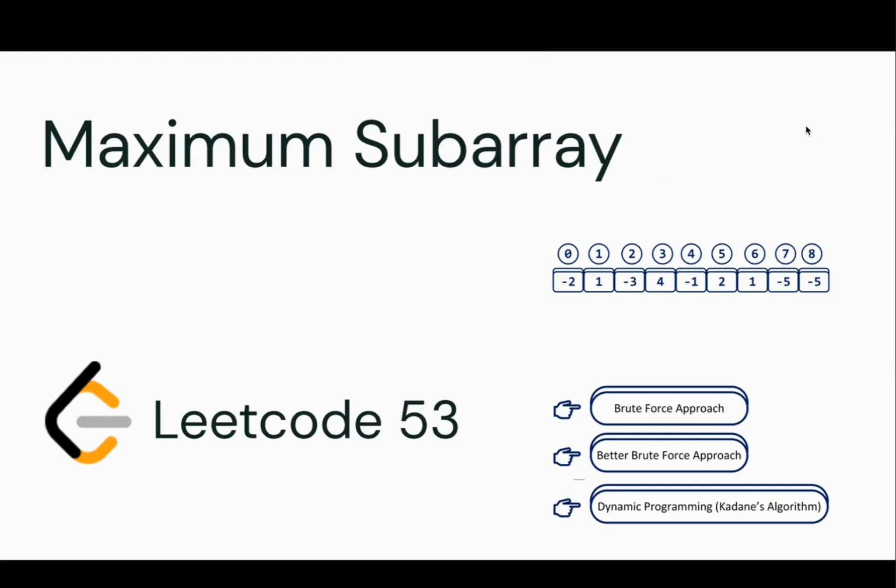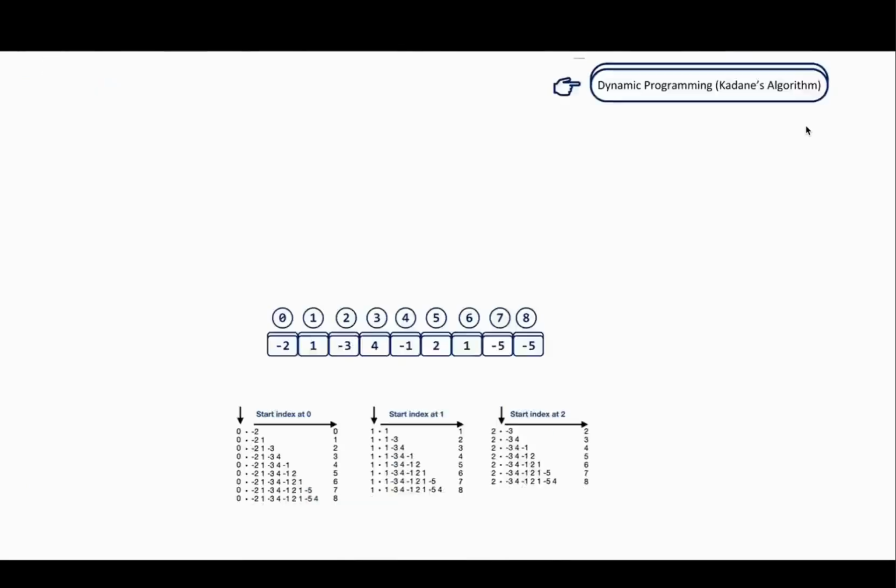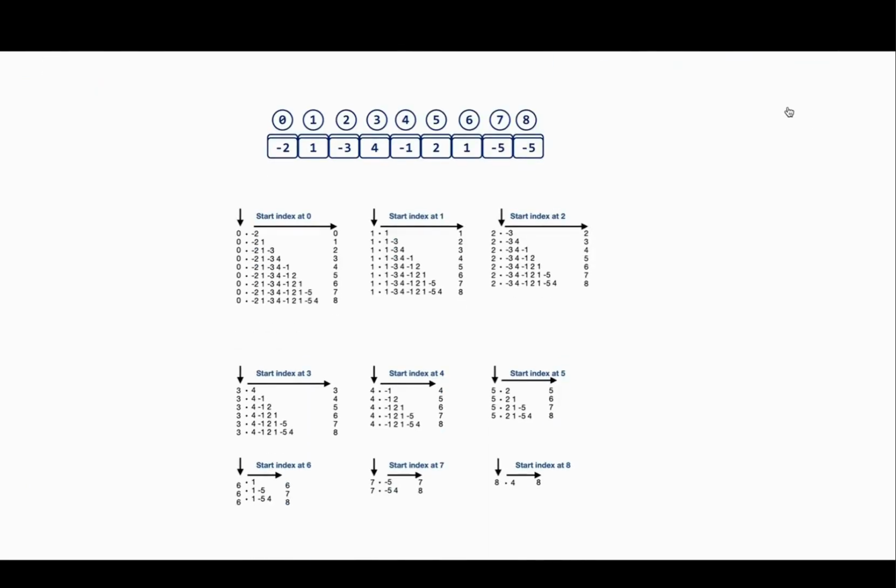Today we will see how we can find the maximum sum from all subarrays of a given array. Let's first understand what all possible subarrays can be there in this array. So we will iterate over every possible subarray, calculate the sum of each subarray, and keep track of the maximum sum we encountered.